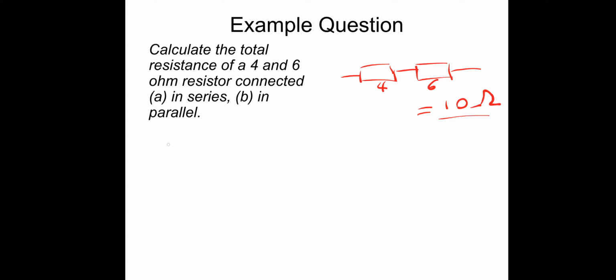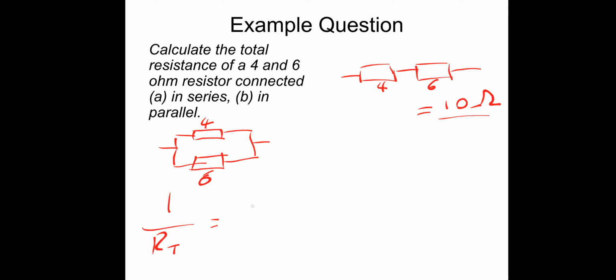In parallel, we have to add them as fractions. I'll show you how. We've got the 4 and the 6 in parallel this time. To do this, we do 1 over the total resistance, 1 over RT, is equal to, and then we add them as fractions. So 1 over 4 plus 1 over 6. If you put that in your calculator, that will give you 5 over 12. So 1 over RT is 5 over 12.